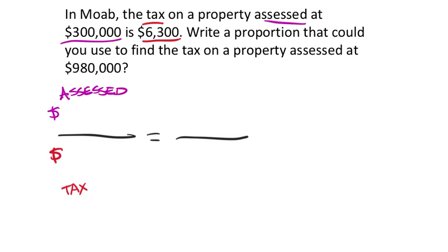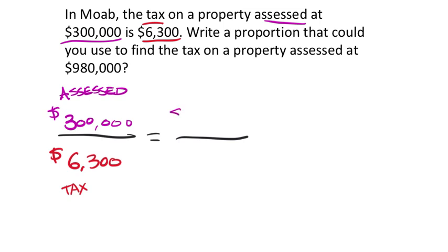So the way that this sets up, right, we see that the assessed value was $300,000. Put a comma there. And then its tax for that $300,000 property was $6,300. Okay, so you can see I've got two of the three values that they've given us into my first fraction.